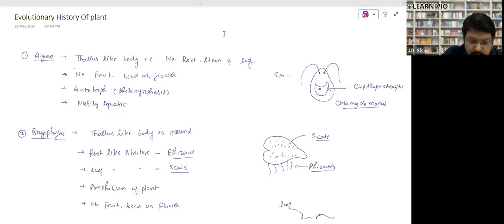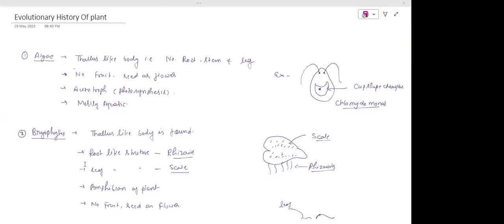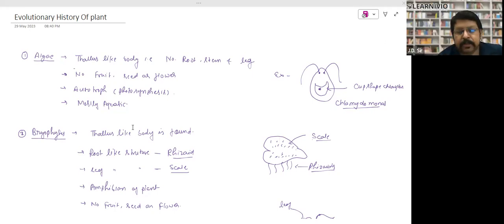So which one is more evolved, monocot or dicot? Can you guess, Tara? Which is more evolved, monocot or dicot plant? Monocot. Very good, excellent. Monocots are more evolved plants in comparison to dicot plants, right? So the most modern plants are the monocots. Now let's start with the plant classification part.